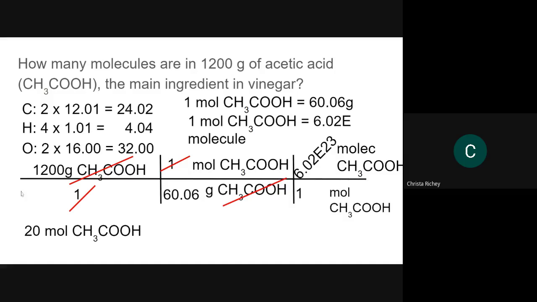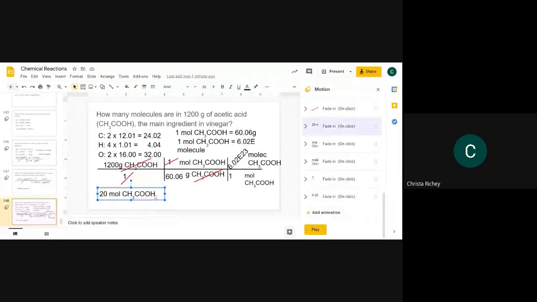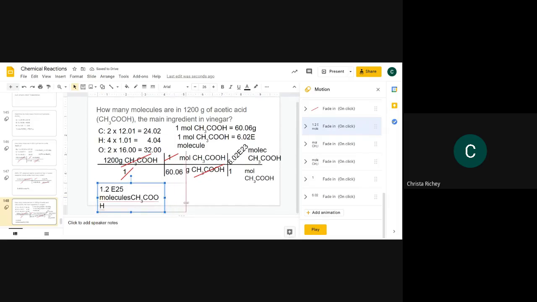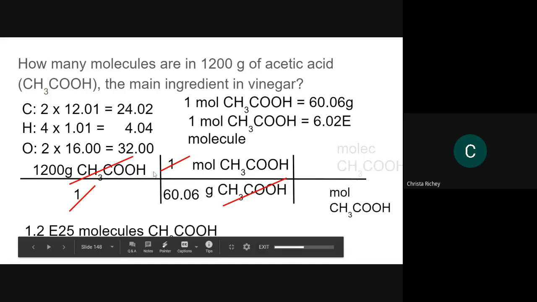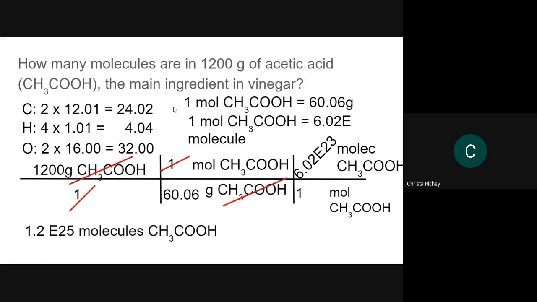So I'm going to add that down here. 1.2 E25. Now we're in molecules of acetic acid. And now that's right. Not that I was necessarily doing something wrong. I didn't read the question right when I was working it, and I stopped at moles.